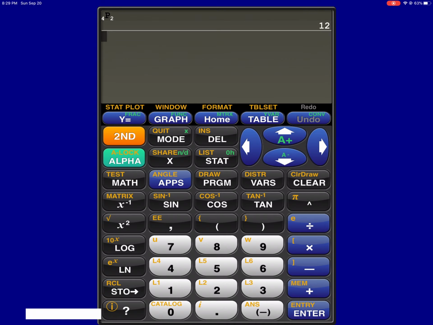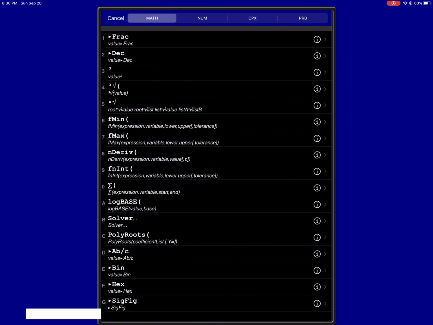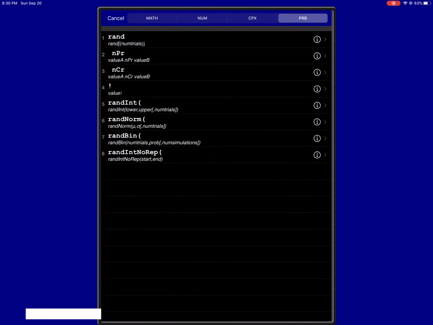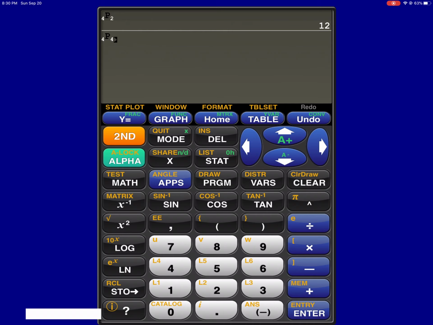And lo and behold, I ended up with the same answer that I had before, which is perfect. But you can also use it like in the first example, where we had 4 movies and chose all 4. So we could do 4, math, probability, nPr, and then 4, and hit enter. And lo and behold, we get 24 again.